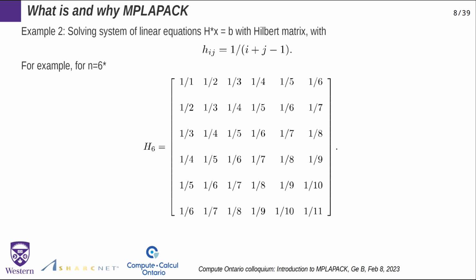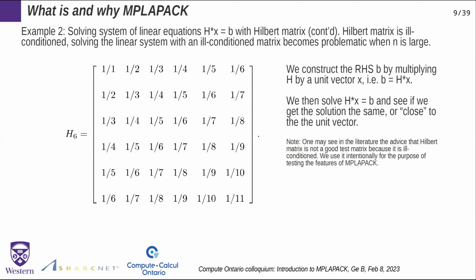A second example, solving a system of linear equations where the coefficient matrix is a Hilbert matrix, named after the German mathematician David Hilbert. And this is an example for a matrix of size 6. The Hilbert matrix is known to be very ill-conditioned when the size n is large. And solving an ill-conditioned linear system can become problematic. The matrix may become singular in IEEE floating point precision. This means the machine thinks the matrix is singular, and there's no solution. And likewise, your program crashes.